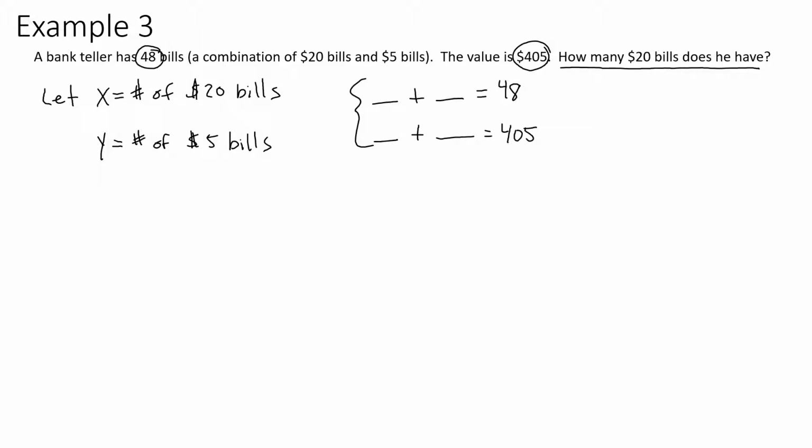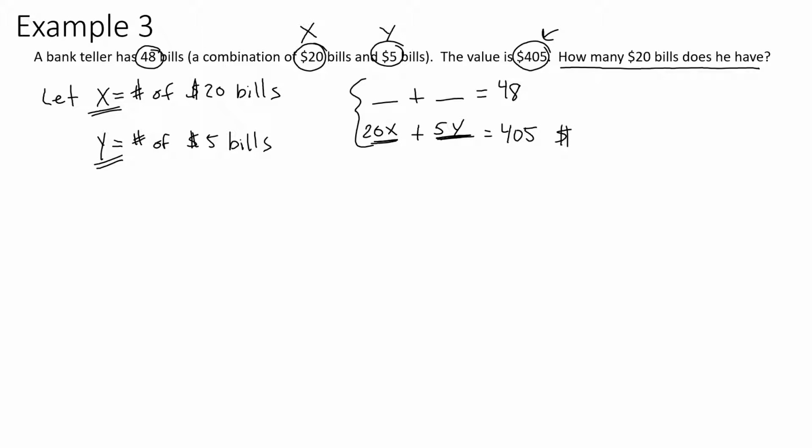Now, I noticed that one of those totals has a unit of measure, dollars. So all of the quantities in the bottom equation should also be dollar amounts. Well, the dollar amounts are 20 and 5. 20 we associated with x, and 5 we associated with y. So this would become 20x plus 5y should equal $405.